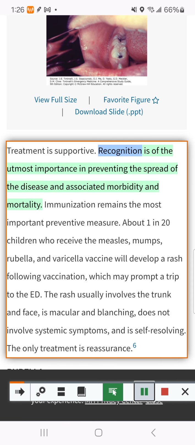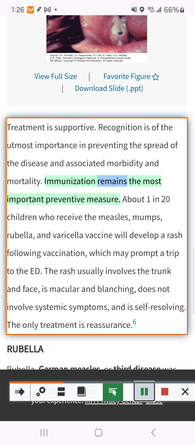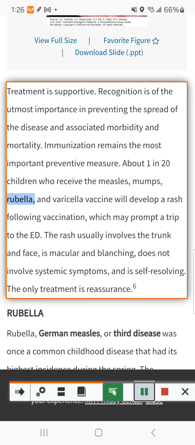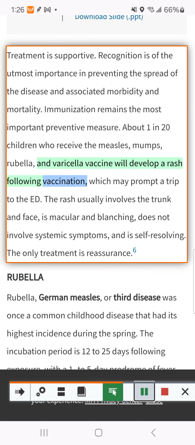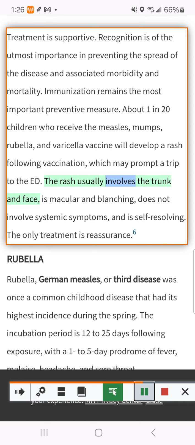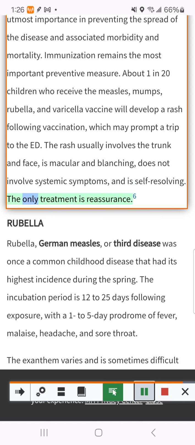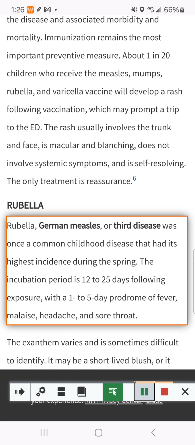Treatment is supportive. Recognition is of the utmost importance in preventing the spread of the disease and associated morbidity and mortality. Immunization remains the most important preventive measure. About 1 in 20 children who receive the measles, mumps, rubella, and varicella vaccine will develop a rash following vaccination, which may prompt a trip to the ED. The rash usually involves the trunk and face, is macular and blanching, does not involve systemic symptoms, and is self-resolving. The only treatment is reassurance.